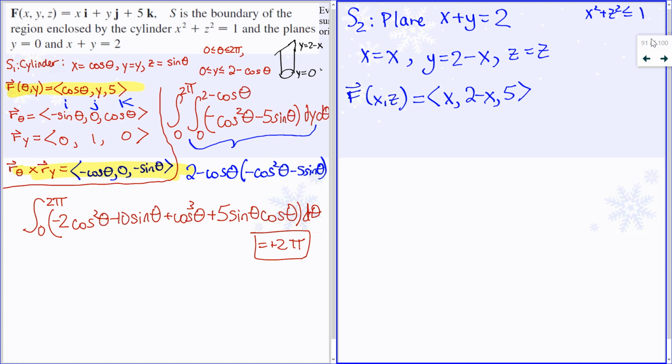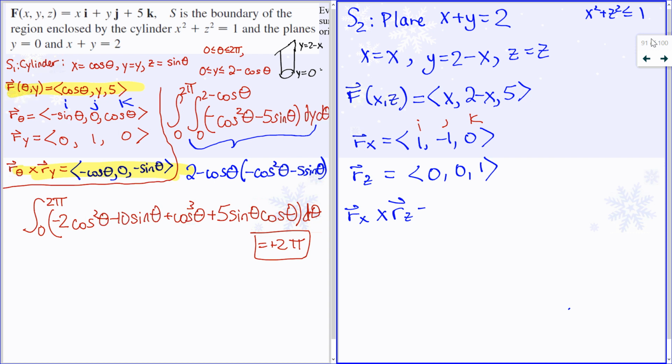Then I have to calculate r sub x, which is the partials with respect to x. So I get 1, -1, and 0. Then I do partials with respect to my other parameter z, which is 0, 0, 1. And then if I do ijk to do my cross product, I'm just going to get -1, -1, 0.